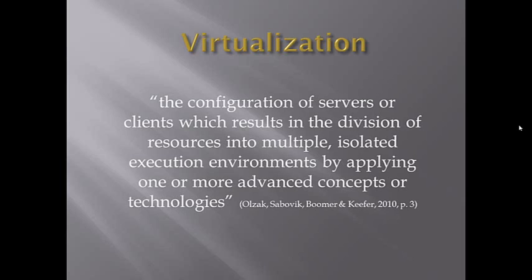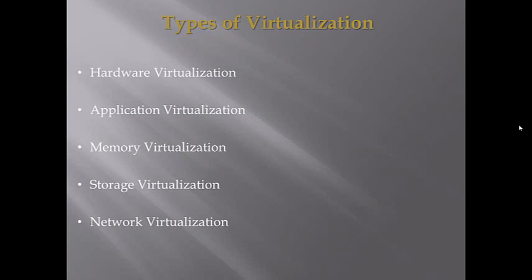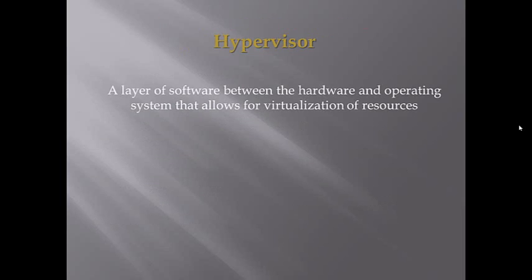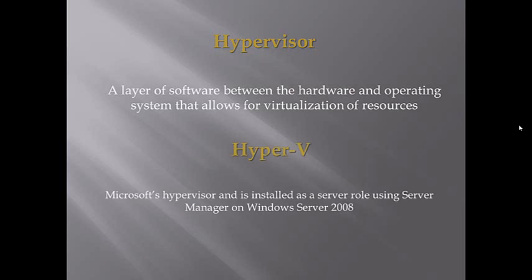In essence, virtualization is all about dividing a single physical resource into multiple logical resources. The resource in question can be hardware, software, or applications, memory, storage devices, or even a network. This is accomplished by using a hypervisor, a layer of software between the hardware and operating system that allows for the virtualization of these resources. Microsoft's hypervisor is Hyper-V and is available as a role on Windows Server 2008. Now let's look at some of the specifics of the different types of virtualization.